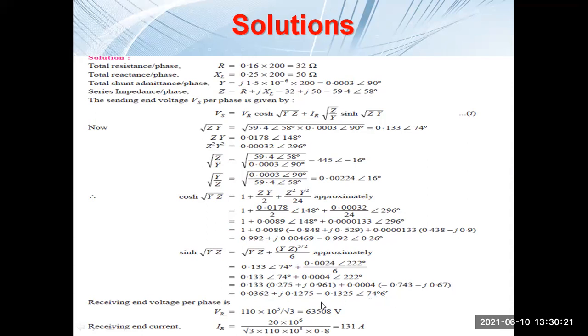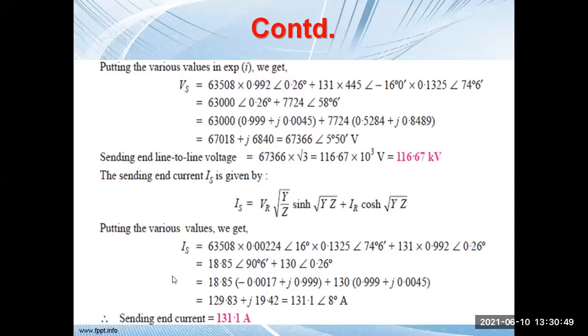Now we know that the receiving end voltage is given as 110 kV, but that is your line to line voltage. So phase voltage will be 110 into 10 to the power 3 divided by root 3. So you will get the value of VR. Now the receiving end current is equal to, the total power is given as 20 megawatt, and that 20 megawatt power is basically 3-phase power. So 20 into 10 to the power 6 divided by root 3 into 110 into 10 to the power 3 into 0.8. So you will get the receiving end current.